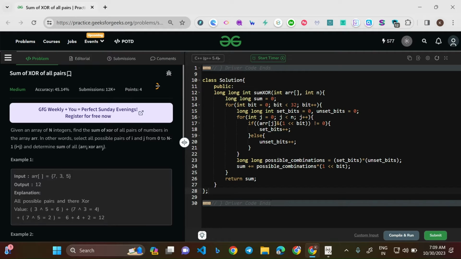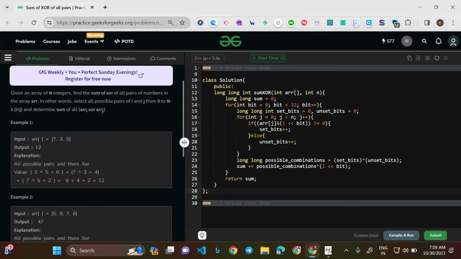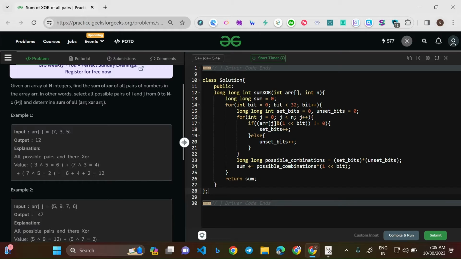So in today's video, we'll be solving the problem sum of XOR of all pairs. This is a medium level problem, and this is the problem of the day on GeeksforGeeks. The question says, given an array of n integers, find the sum of XOR of all pairs of numbers in the array ARR. In other words, select all possible pairs of i and j from 0 to n minus 1 and determine the sum of all.